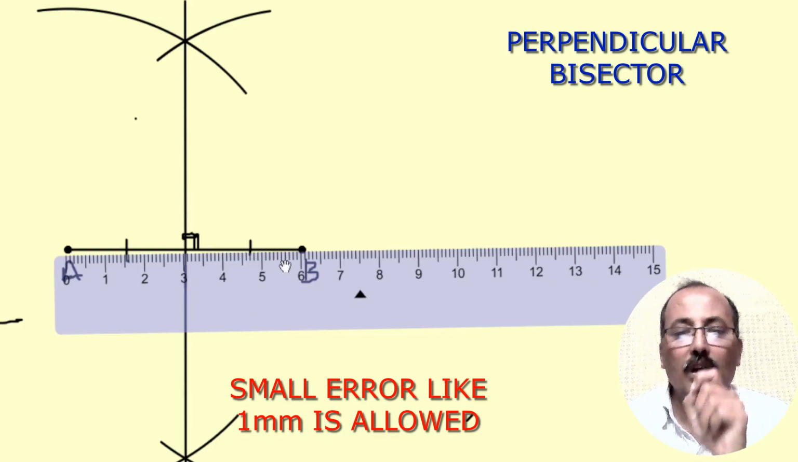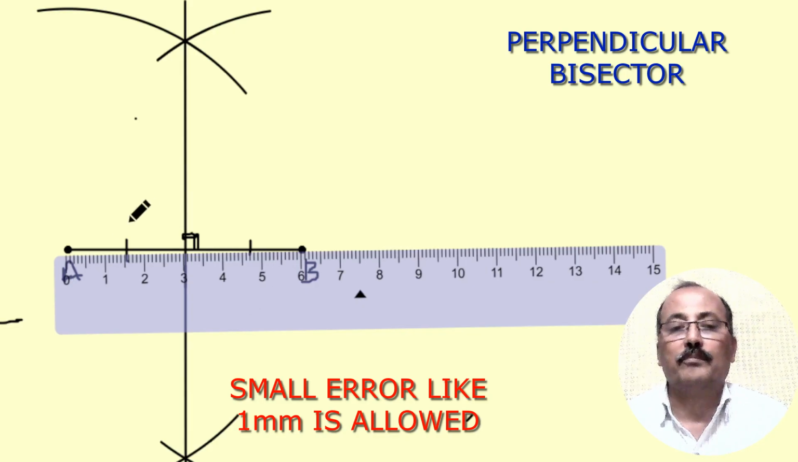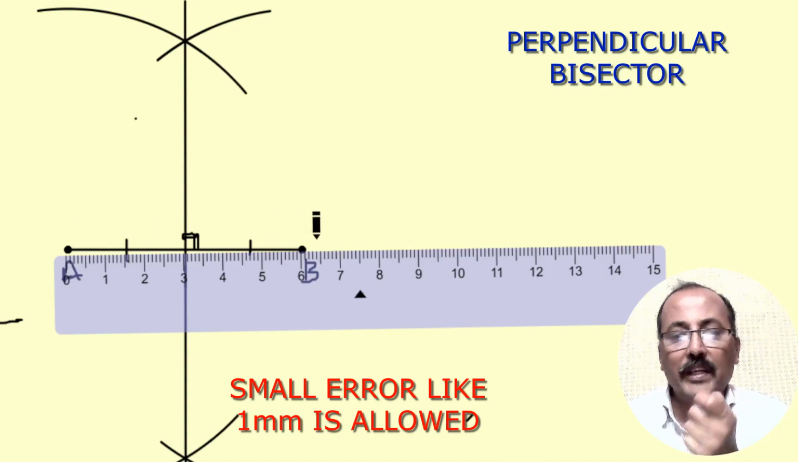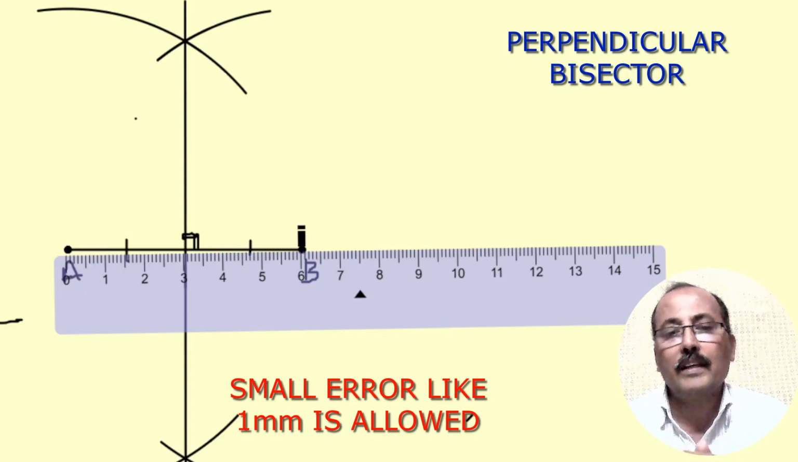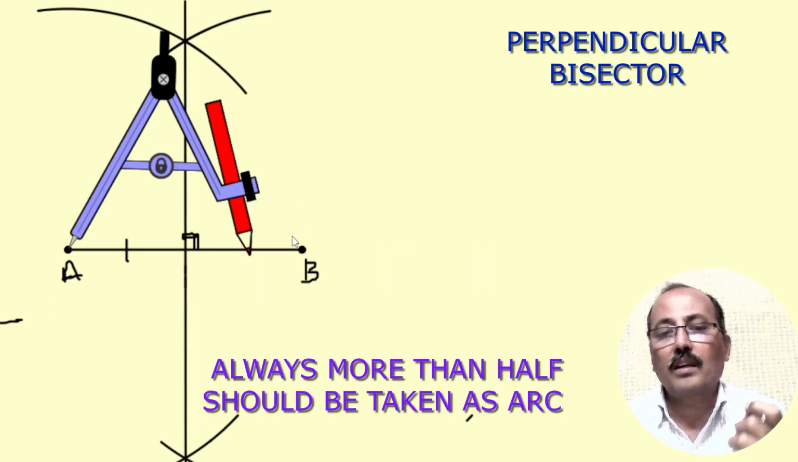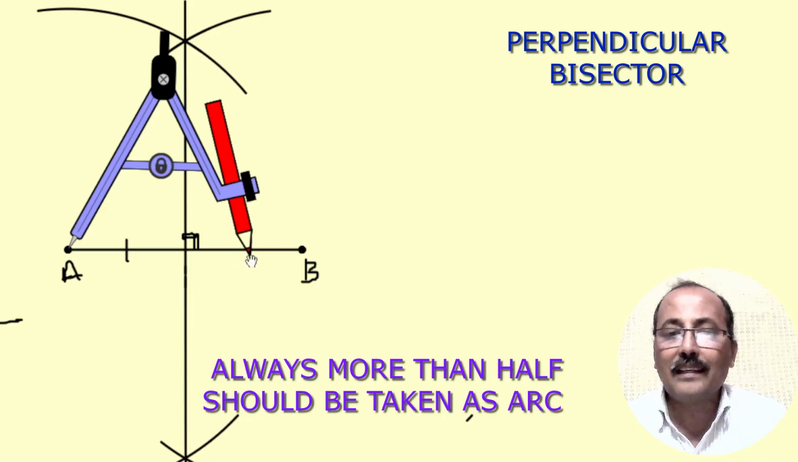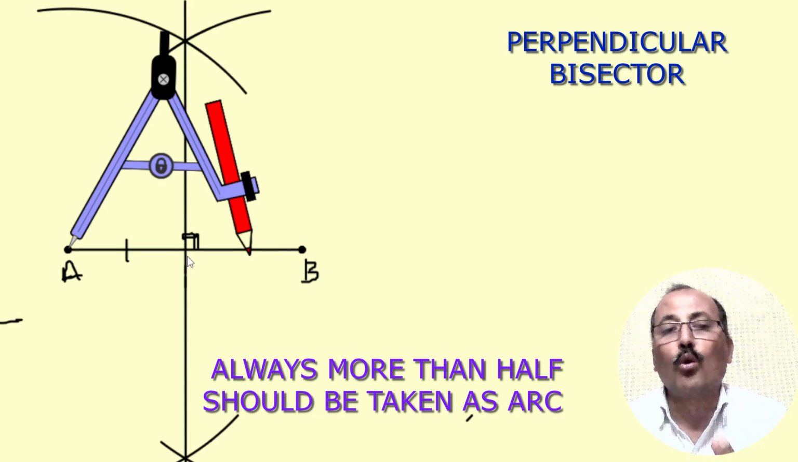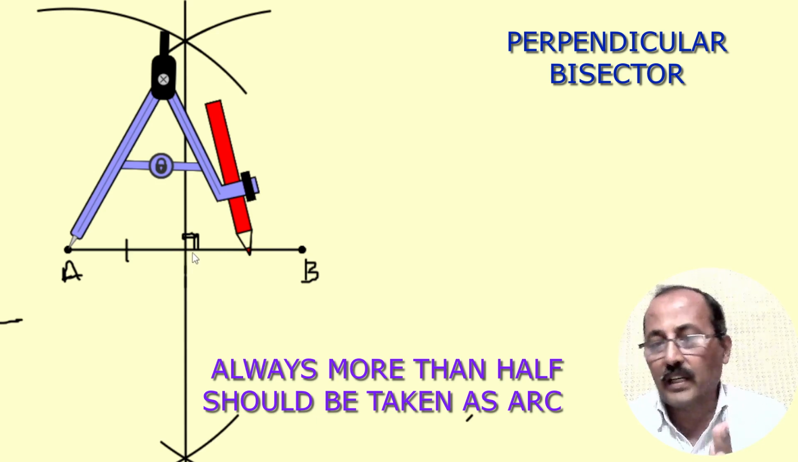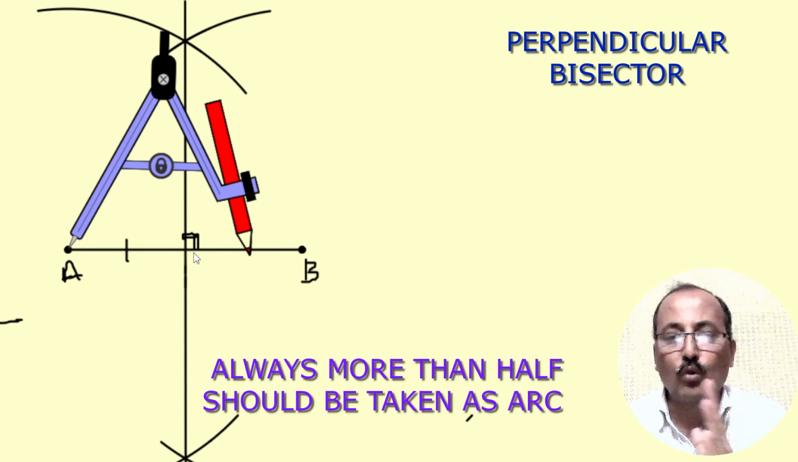Here a small mistake can come. At the end, we are keeping the dots. In that, a 1 mm or 2 mm error is allowed. That's always allowed. Suppose I am not taking the full, I am taking a little lesser than that, or up to more than half. Up to half you can take. If you take exactly half, it won't match.